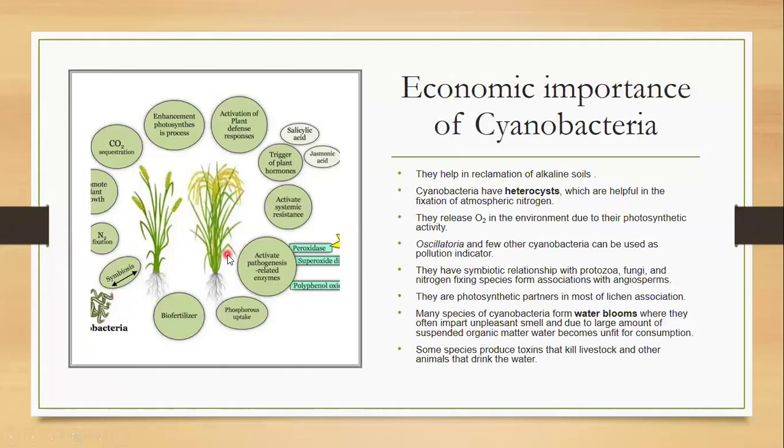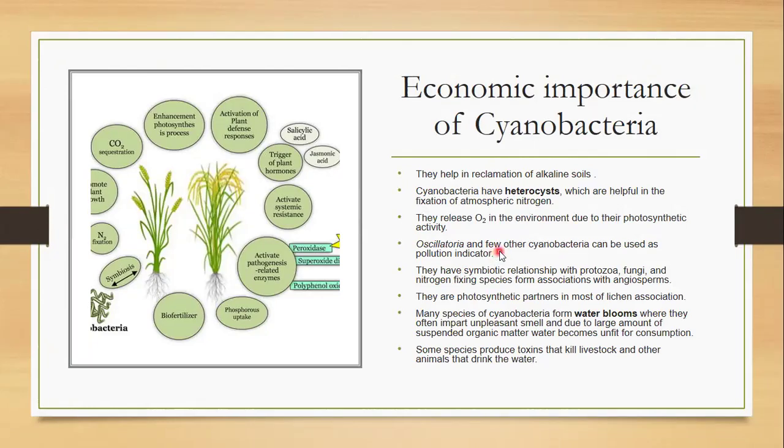The economic importance of the cyanobacteria. They help in reclamation of alkaline soils. Cyanobacteria have heterocysts, which are helpful in fixation of atmospheric nitrogen. They release oxygen into the environment due to their photosynthetic activity. Oscillatoria, another type of alga, and a few other cyanobacteria can be used as pollution indicators.